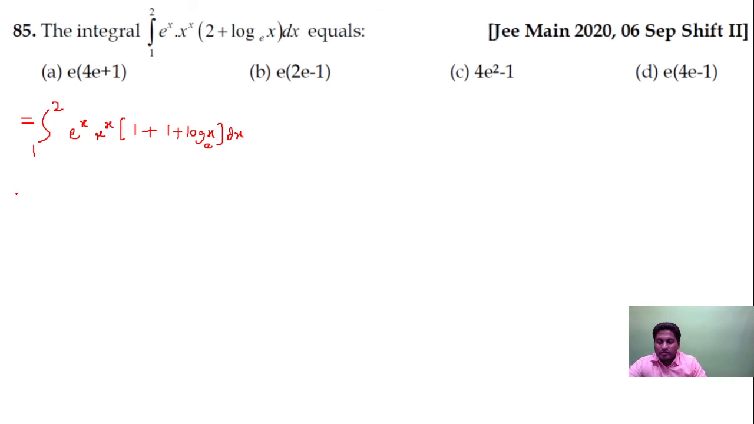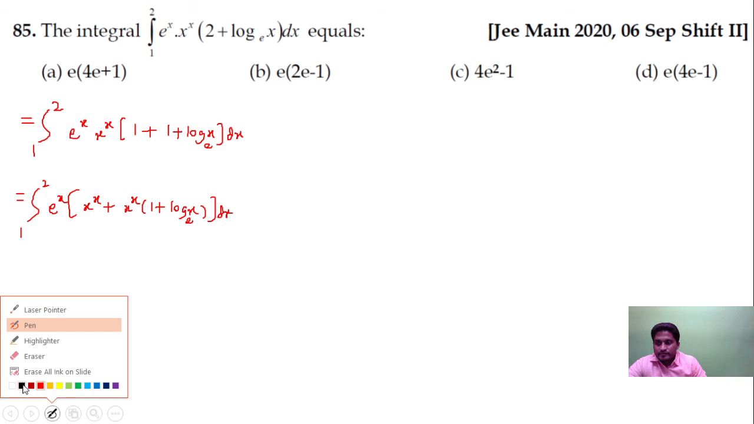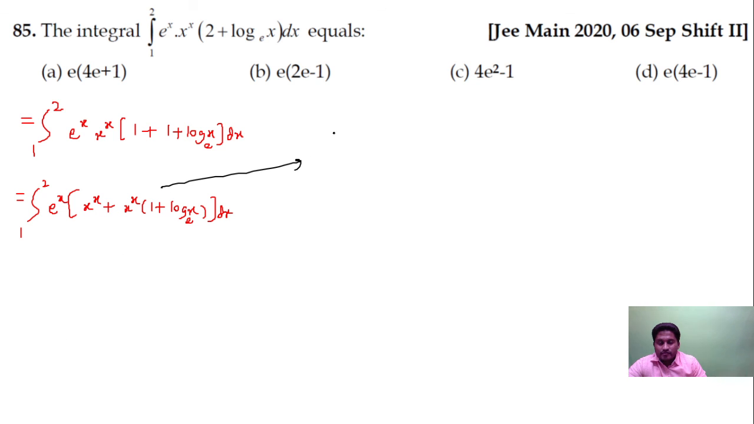Okay, now this is equal to integration of 1 to 2 e power x. If you multiply, you get this as x to the power of x plus this is x to the power of x into 1 plus log x, and then dx. Now this is of the form e power x into f of x plus f dash of x. So this will be equal to e power x into f of x plus c.